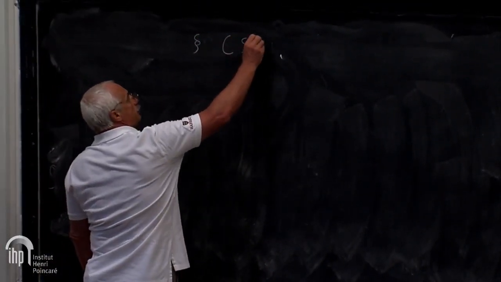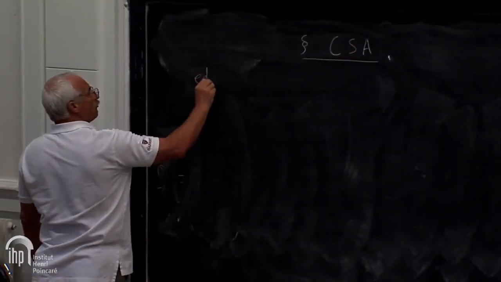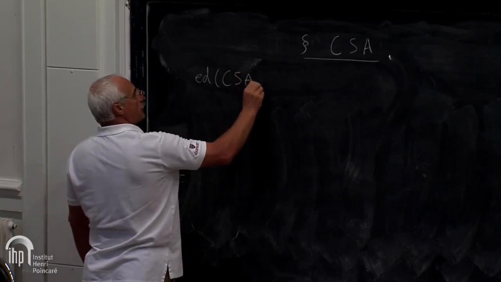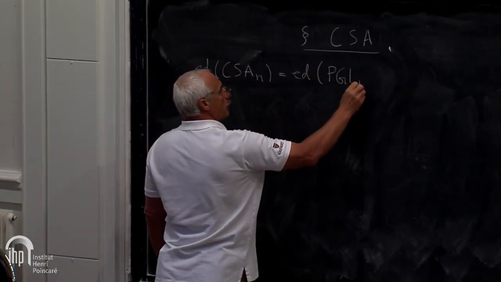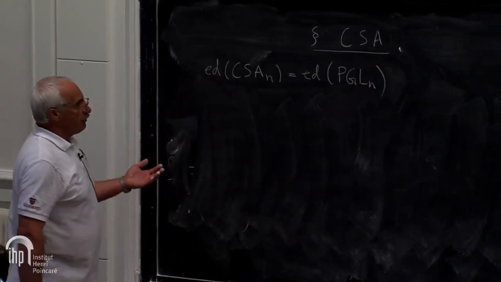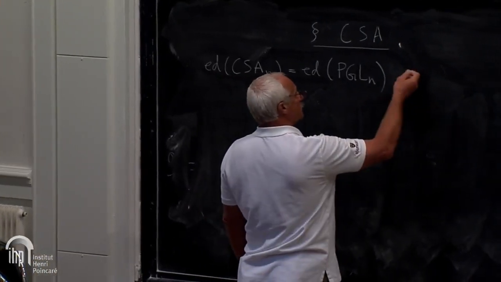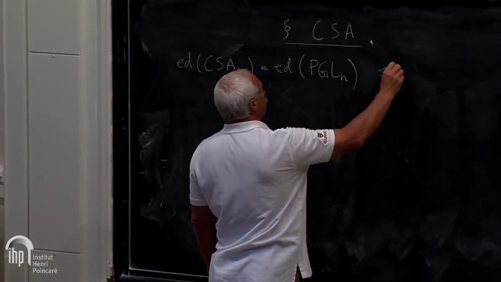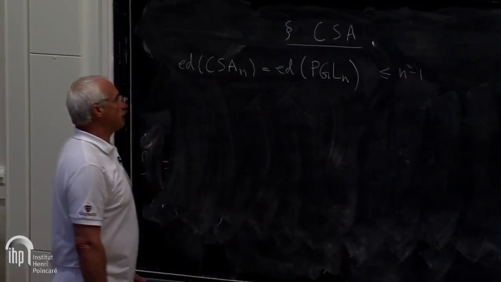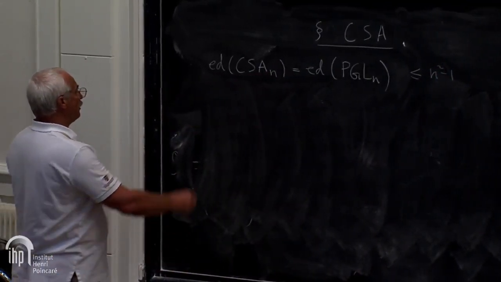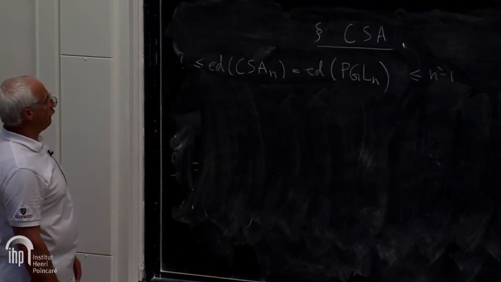Central simple algebras. So the essential dimension of the class of central simple algebras of degree n is the same as the essential dimension of PGL_n. And very little is known about this number. Well, it's at most quadratic. You can prove that it's at most n squared minus 1, and you can even improve this a little bit, but it is at most quadratic. But we don't have any reasonable lower bound at the time.